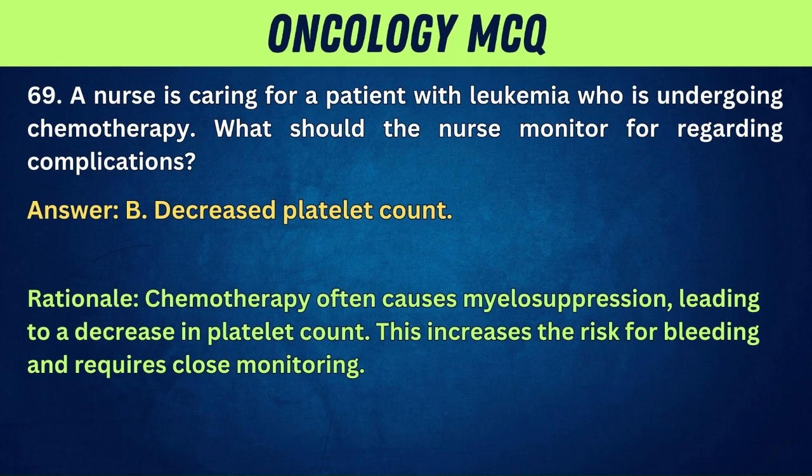Answer: B. Decreased platelet count. Rationale: chemotherapy often causes myelosuppression, leading to a decrease in platelet count. This increases the risk for bleeding and requires close monitoring.